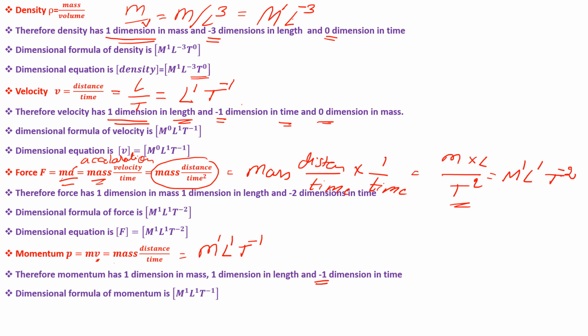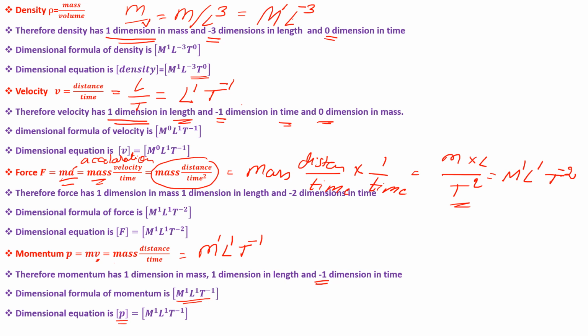And next, the dimensional formula, how to write? M to the power 1, L to the power 1, and T to the power minus 1 inside the square brackets. And how to write the dimensional equation? Equation in terms of an equal sign, that is momentum P, dimensions of momentum is equal to, inside the square bracket, M to the power 1, L to the power 1, and T to the power minus 1. How to read this? Momentum has one dimension in mass, one dimension in length, and minus 1 dimension in time.